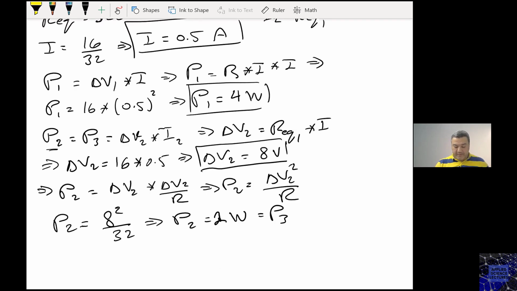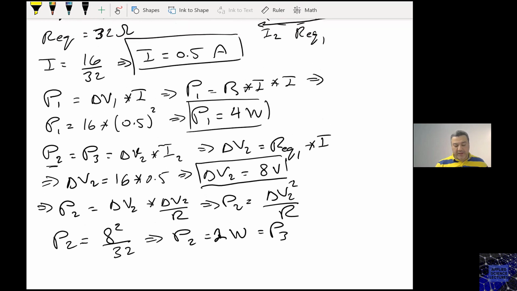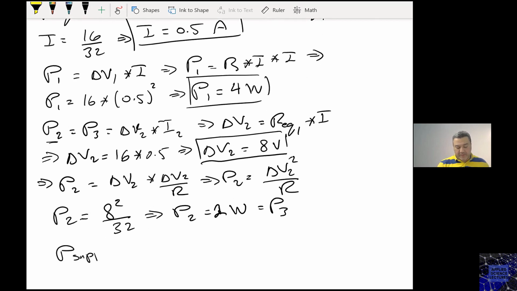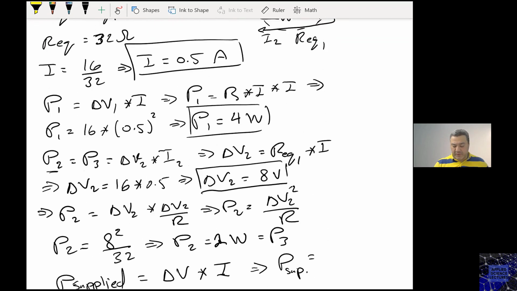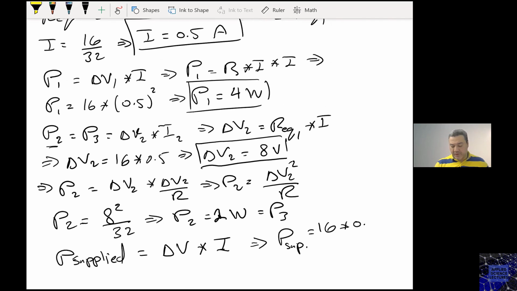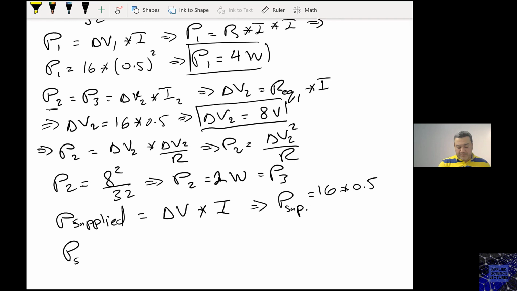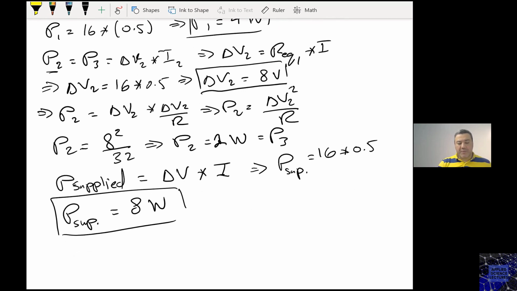So what is the power supplied? The power supplied is the total voltage, the potential difference of the battery, times the total current. So P supplied equals delta V. How much is the potential difference? 16 volts, times 0.5. Then P supplied equals 8 watts.